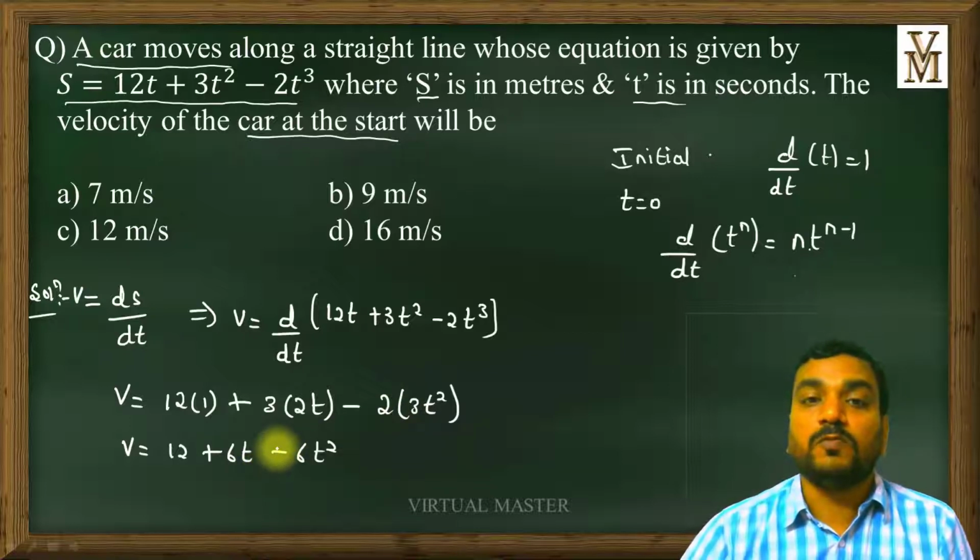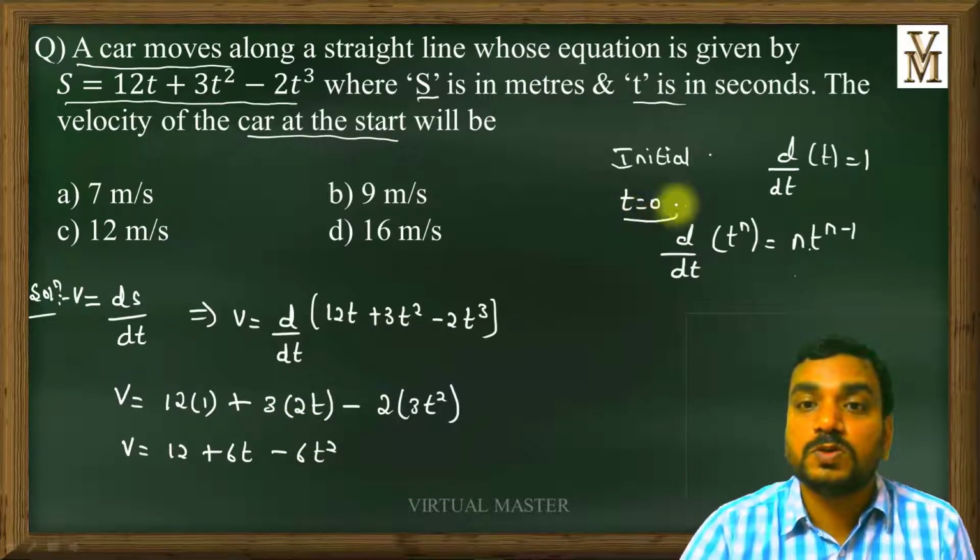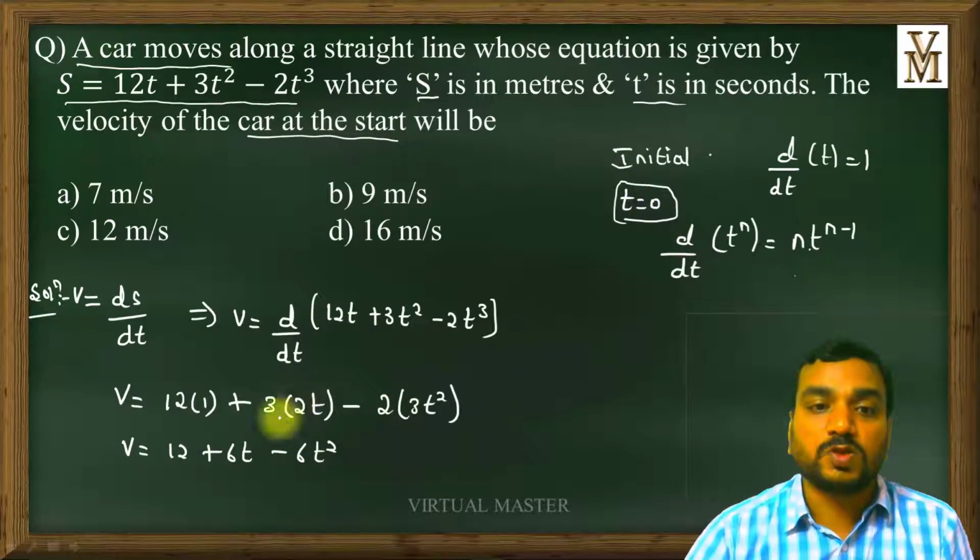Correct? Now what we have to find? We have to find the velocity when t will be equals to 0, isn't it? So let us substitute the value of t as 0.